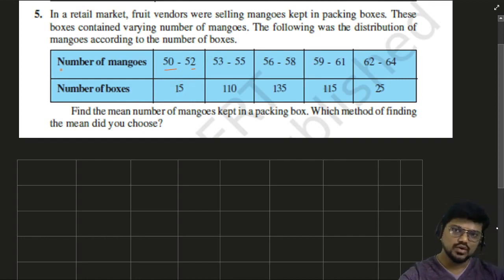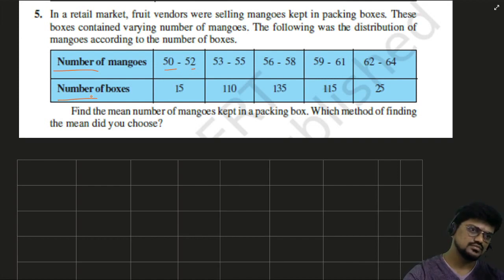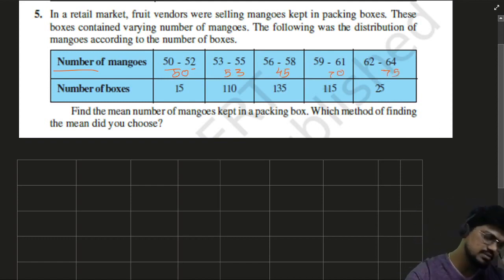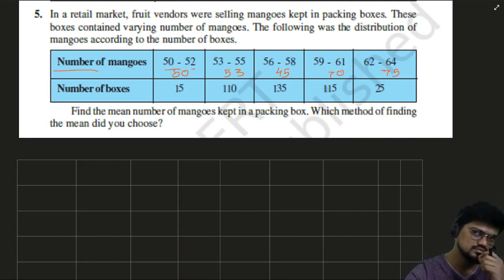So over here, both have numbers. Which one will be the frequency? The number of boxes. Why only the number of boxes? Why not the number of mangoes? Because the number of mangoes are the groups. Suppose they have given it like 50, 53, 45, 70 and 75. Then how will you decide which one is the frequency? The number of boxes only. Like the number of boxes with 50 mangoes is 15. Yes, so 15 is the frequency.